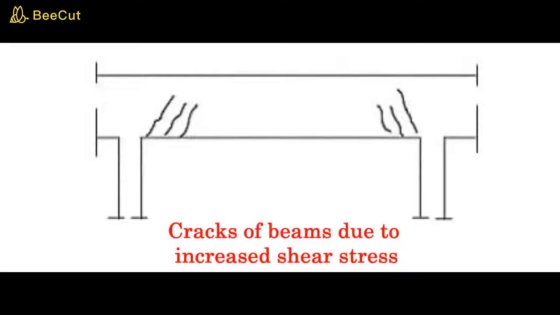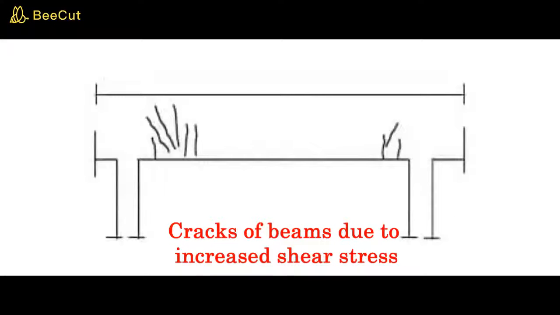There are several types of cracks in concrete beams. First, cracks in beams due to increased shear stress. This type of crack appears near the supports such as a wall or column. These cracks are also called shear cracks and are inclined at 45 degrees with the horizontal.